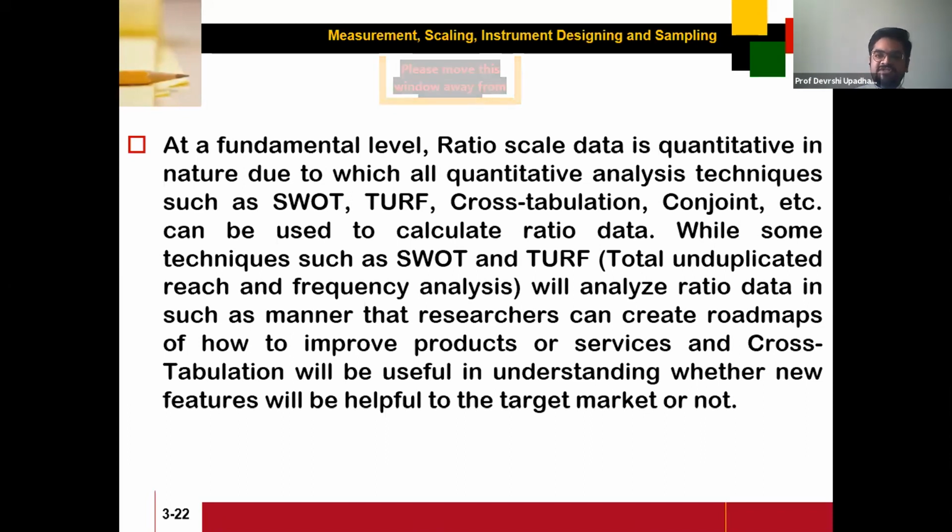Next is cross tabulation, one of my favorites, because cross tabulation has a lot of impact on research analysis. Conjoint analysis and others can be used to calculate the ratio data. While techniques such as SWOT and TURF will analyze the ratio data in such a manner that researchers can create roadmaps of how to improve products and services, cross tabulation will be useful in understanding whether new features will be helpful to the target market or not.